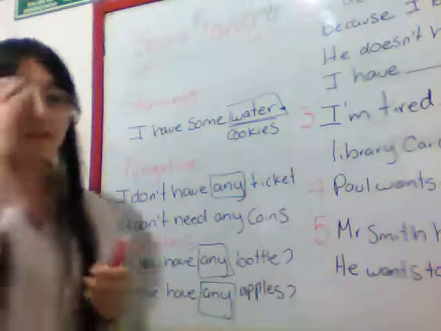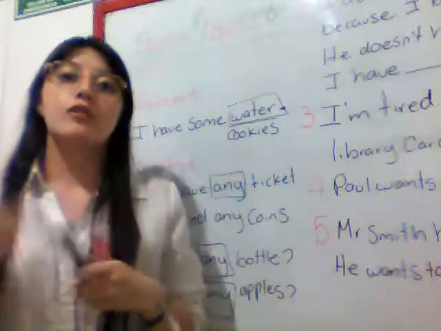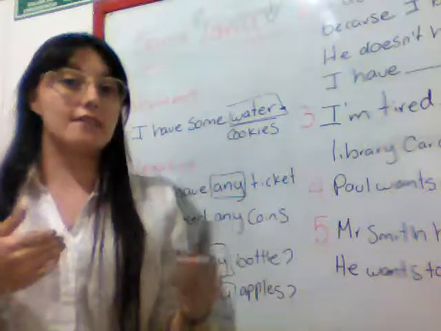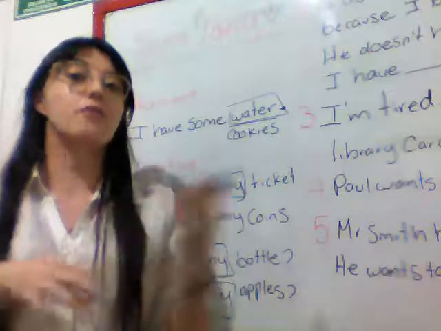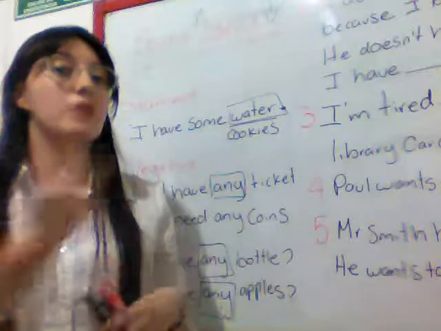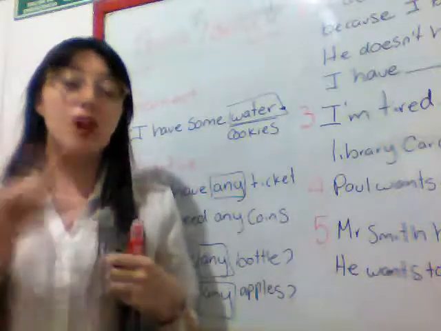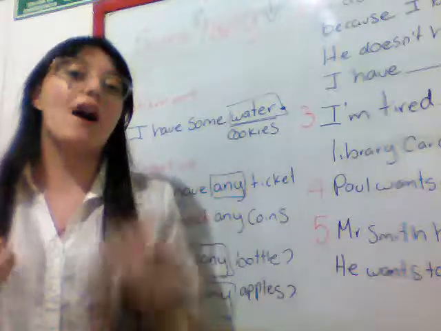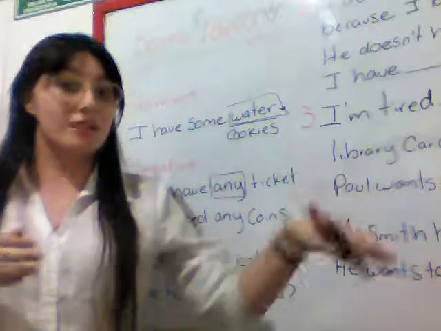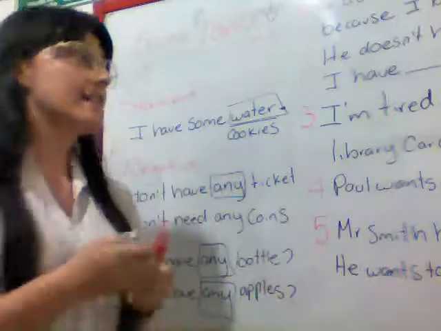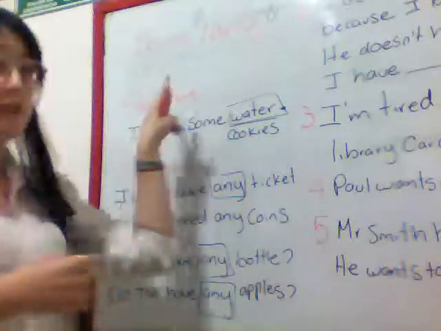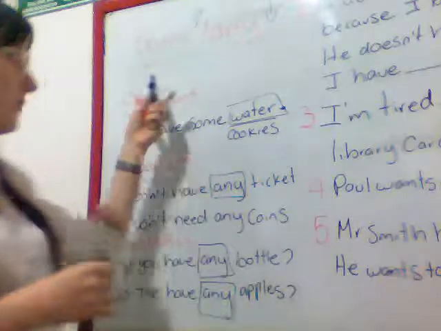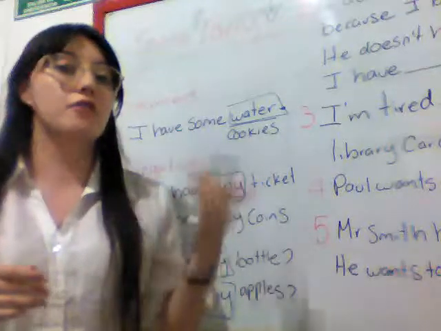For example, when I say I have 5 bottles of water, I can replace that and say I have some water. When I use the word some, it's when I don't want to be specific about how many of the object I have. So these are the uses for these two words. And any is the negative form of some.